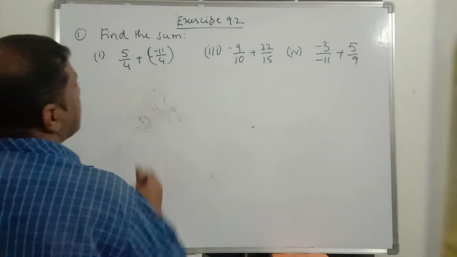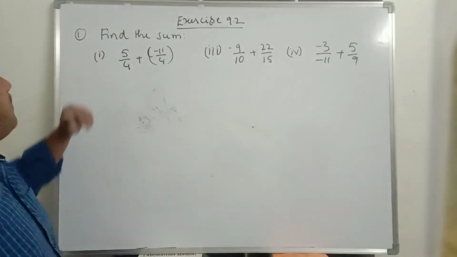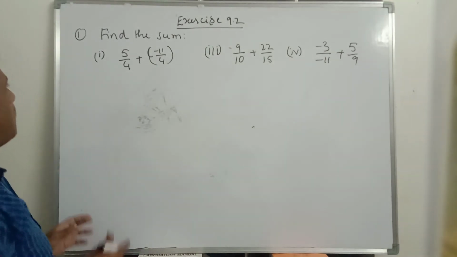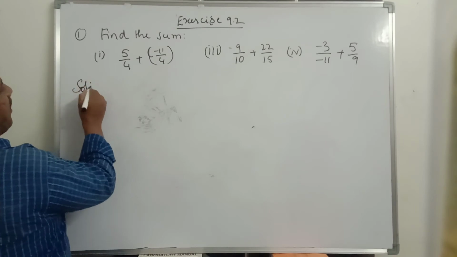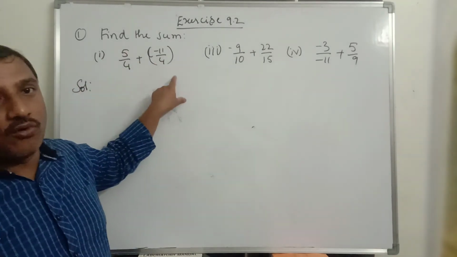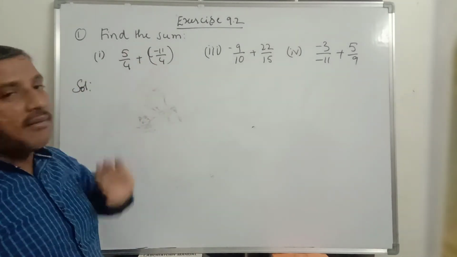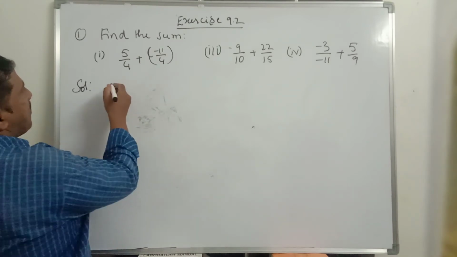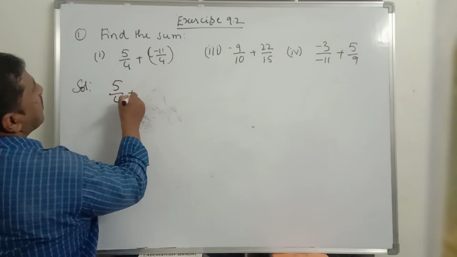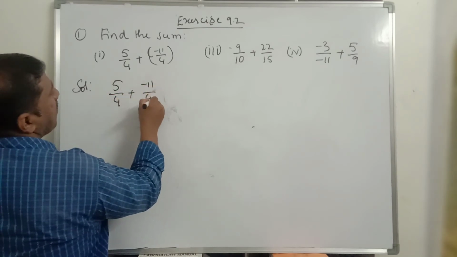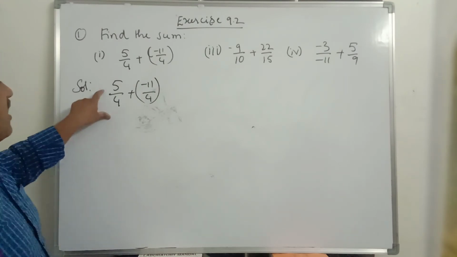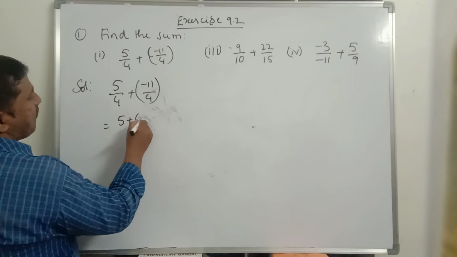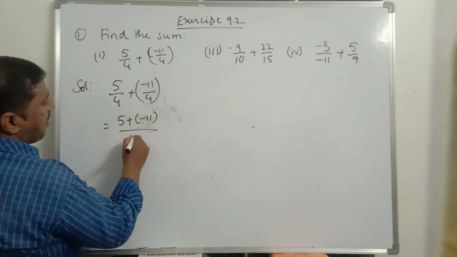Now, exercise number 9.2. First, find the sum. Sum is the result which we get after addition. First problem: 5 by 4 plus minus 11 by 4. Observe the denominators. Here the denominators are the same. How to add this type of fractions? As I told, add the numerators only, that is 5 and minus 11, so 5 plus minus 11. Take the common denominator 4.